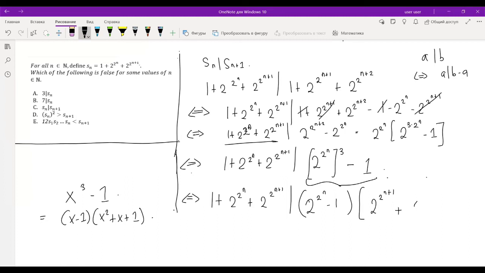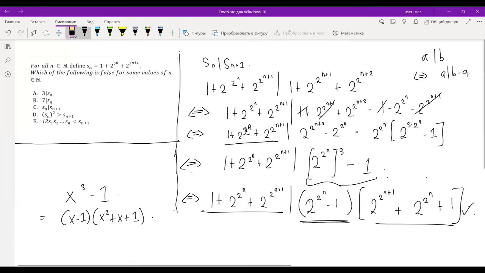And I'll write 2 raised by 2n plus 1. So if you notice, this and this are the same thing, and this is a whole number. So definitely this divisibility is true. So the third property is also true. And now we go to the fourth property.